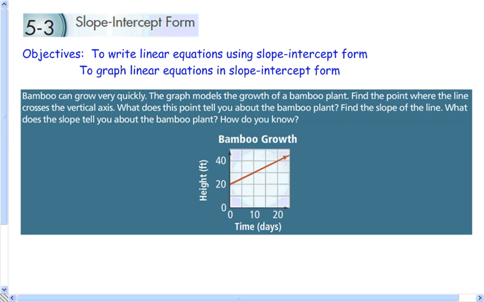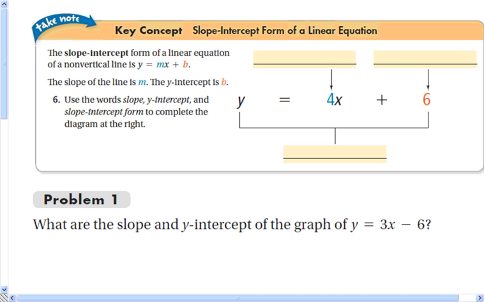All right. So here's the key concept. A slope-intercept form of the linear equation of a non-vertical line is y equals mx plus b. The slope of the line is m. The y-intercept is b. Use the words slope, y-intercept, slope-intercept form to complete the diagram.